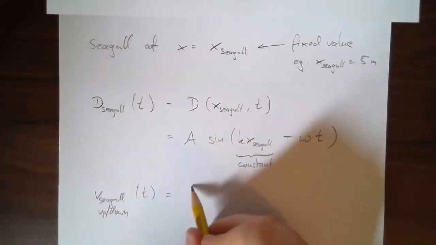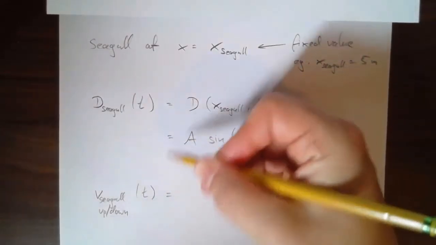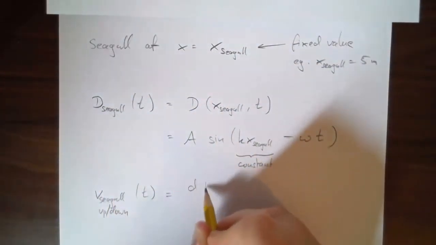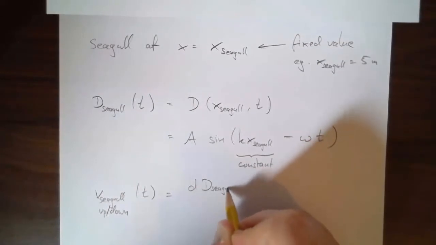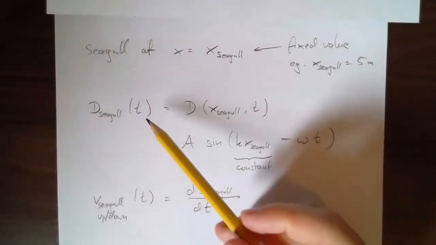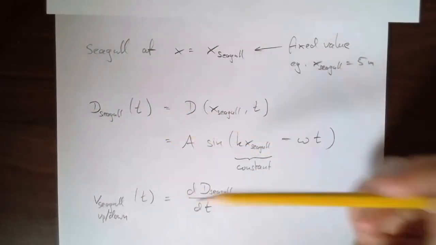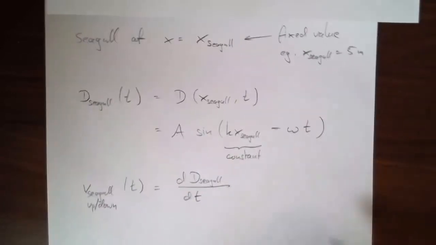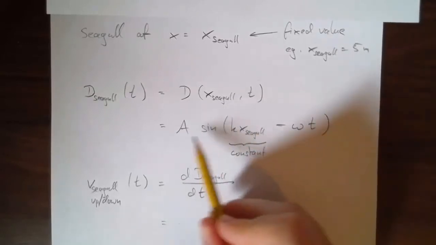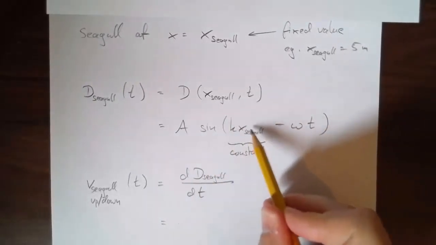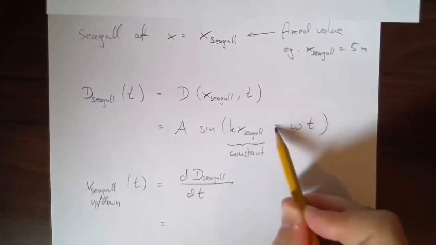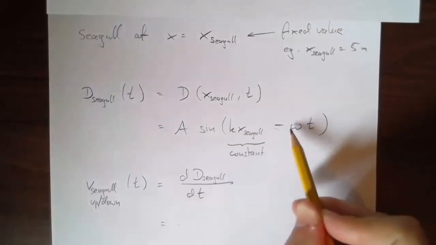So how do I get the speed with which the seagull moves up and down? I'm going to take the time derivative of the position, d seagull dt. Right, that tells me how quickly the position of the seagull changes in its up-down motion. Well, I can take a time derivative of this. It's a sine function, a is a constant, this is a constant, doesn't do anything. The sine becomes a cosine, and I'm going to take out the thing multiplying the t, which is minus omega.